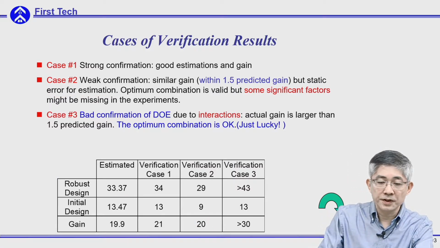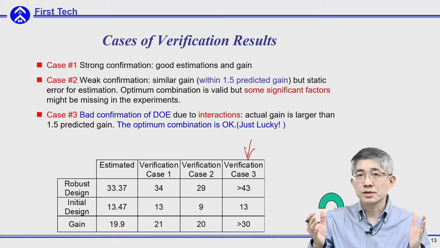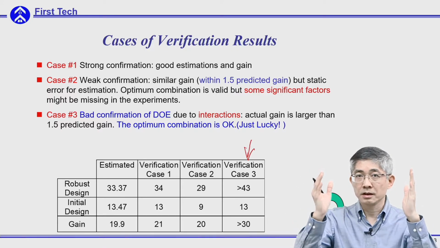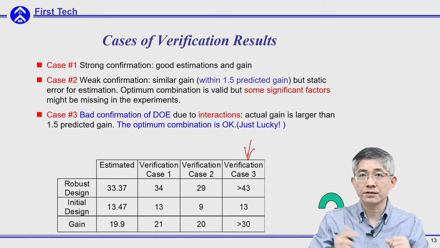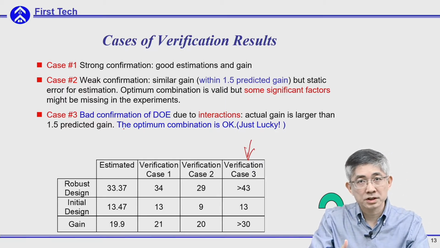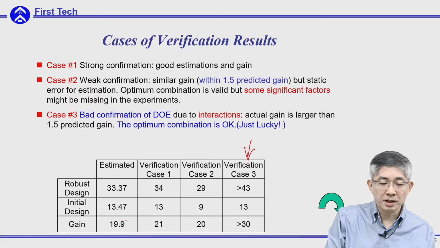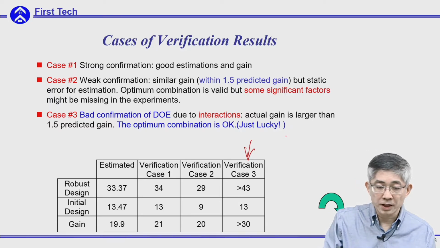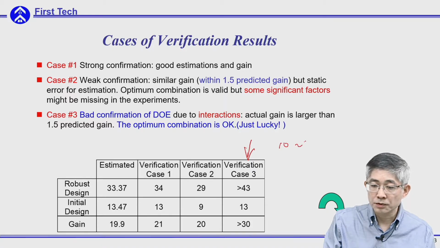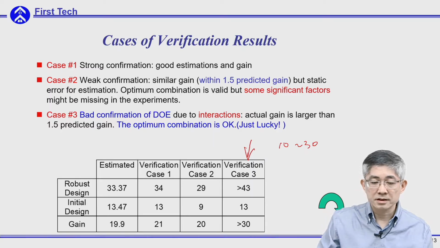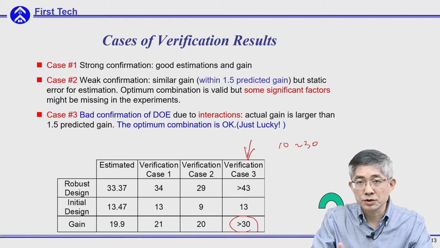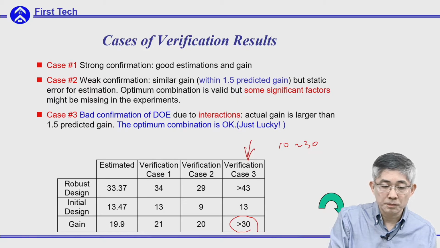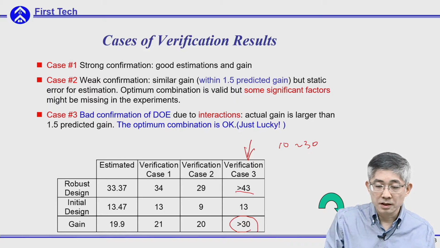What if this is your verified result? As I mentioned, we use 50% of the predicted gain to be the range. If our verified result is within 50% of the predicted gain, then we will conclude this is a good confirmation. The estimated result is about 20. So between plus and minus 50%, the reasonable range for the verified result should be within 10 to 30. In this case, look at the gain first: your verified gain is greater than 30, which is outside the range of the reasonable prediction. If you further examine the data for both robust design and initial design, you can see there is a big difference.